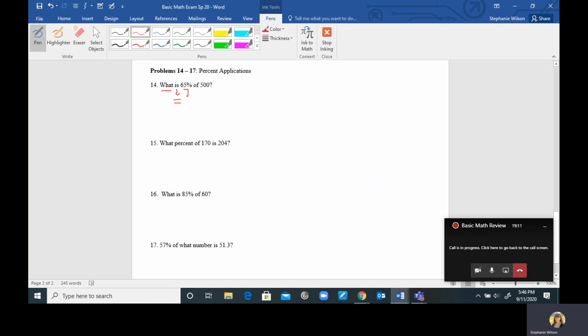And then we have a percentage, right? It's not a very good arrow. I was bringing it down, I was going to write percent. Of means multiply. And this is my number I'm working with.